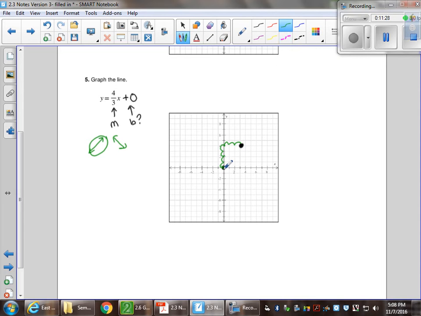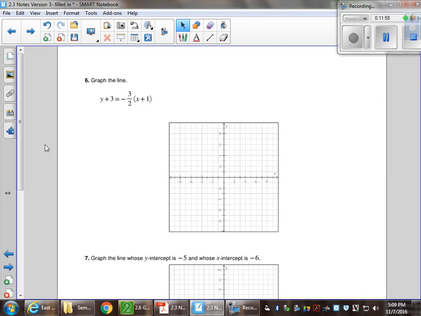For practice, let's go down 1, 2, 3, 4. Again, I have to keep that mental increasing picture, so now I'm going to go 1, 2, 3 to the left. And there's my line. And does it match my mental picture? Yes, it does. Number 6.